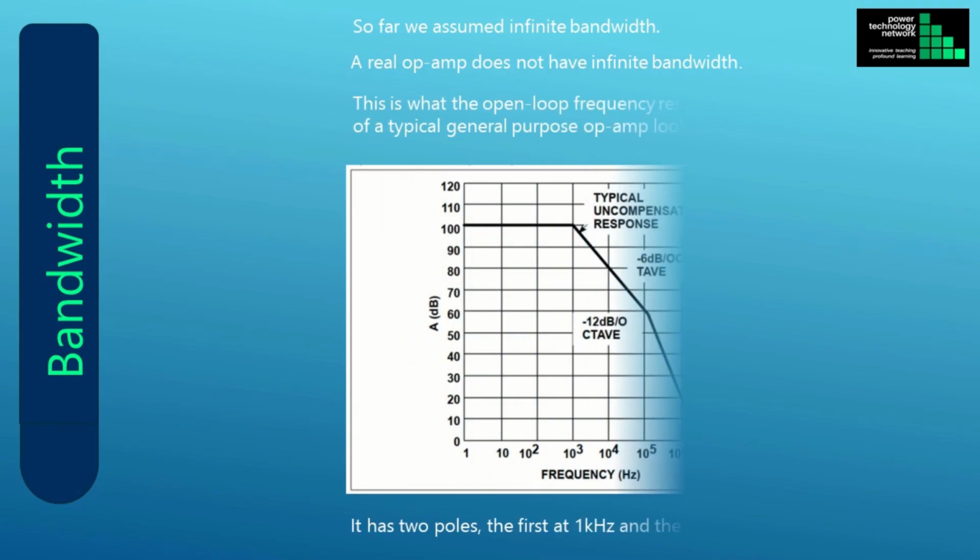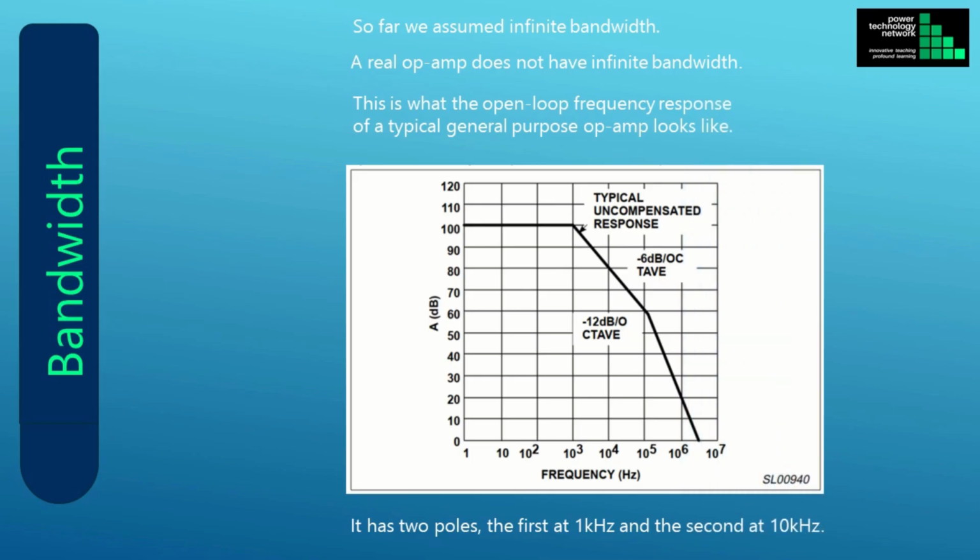This is what the open-loop frequency response of a real op-amp looks like. It has a first pole at 1 kHz, and a second pole at 10 kHz. Normally, the op-amp open-loop frequency response is modeled using a single dominant pole. Also note that this graph shows only the gain as a function of frequency. The phase shift between the input and the output is not shown.